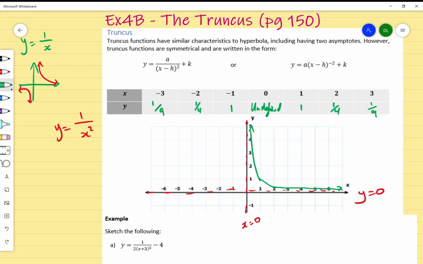If I do the opposite, you'll notice the same thing. It's symmetrical across that asymptote. So we end up with the truncus. Now it's called a truncus. The way I like to remember is that a truncus looks like a trunk. So imagine if I've got the leaves there, it looks like a trunk. Now the actual transformations are identical to that of the rectangular hyperbola, and in turn similar to that of parabolas.